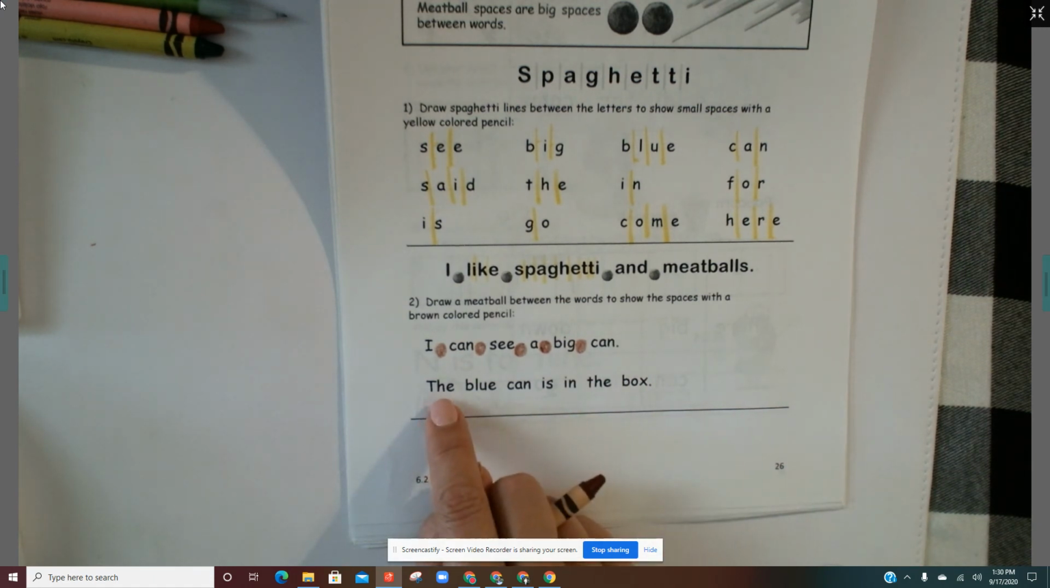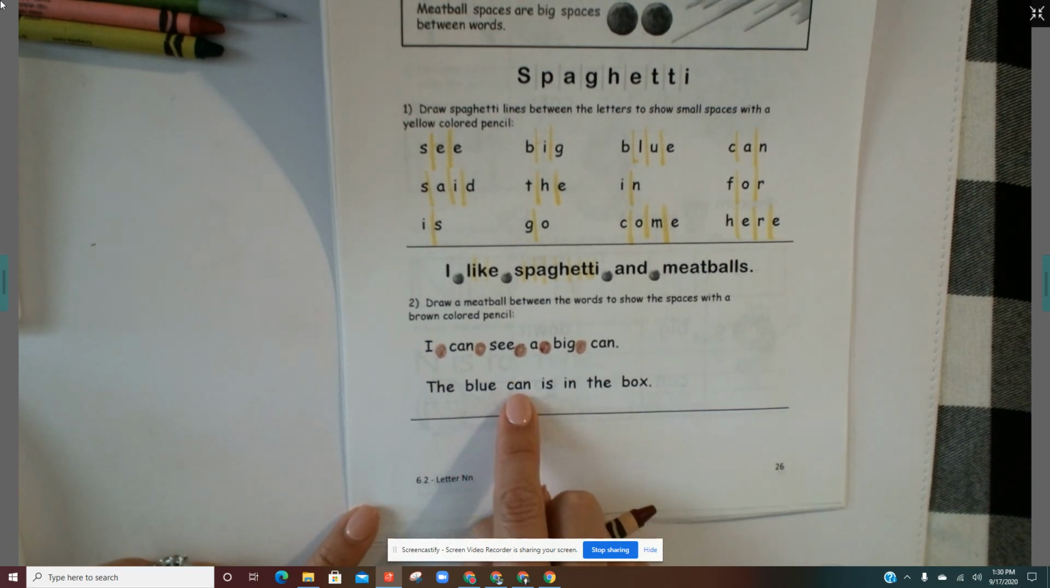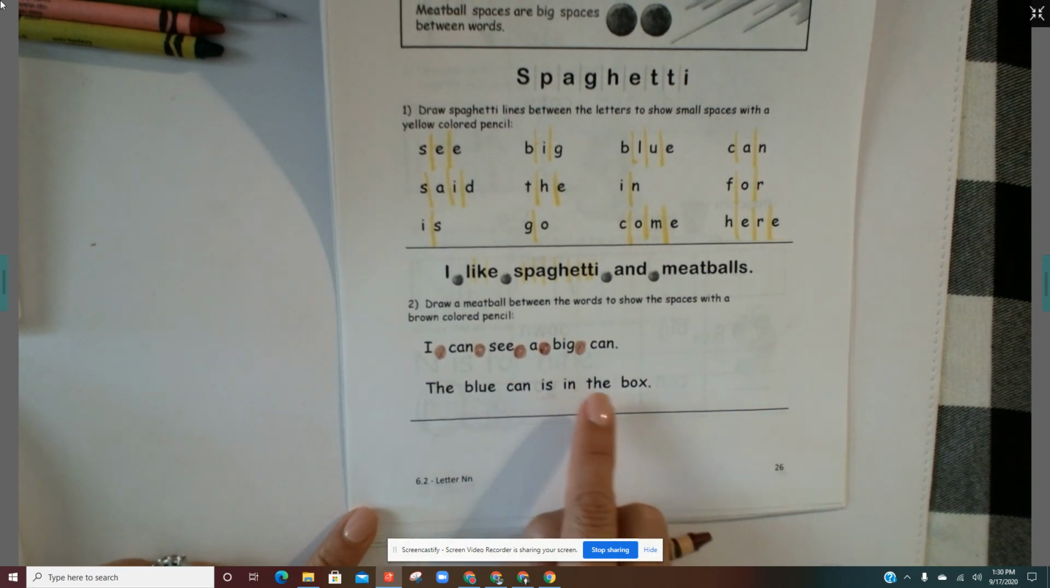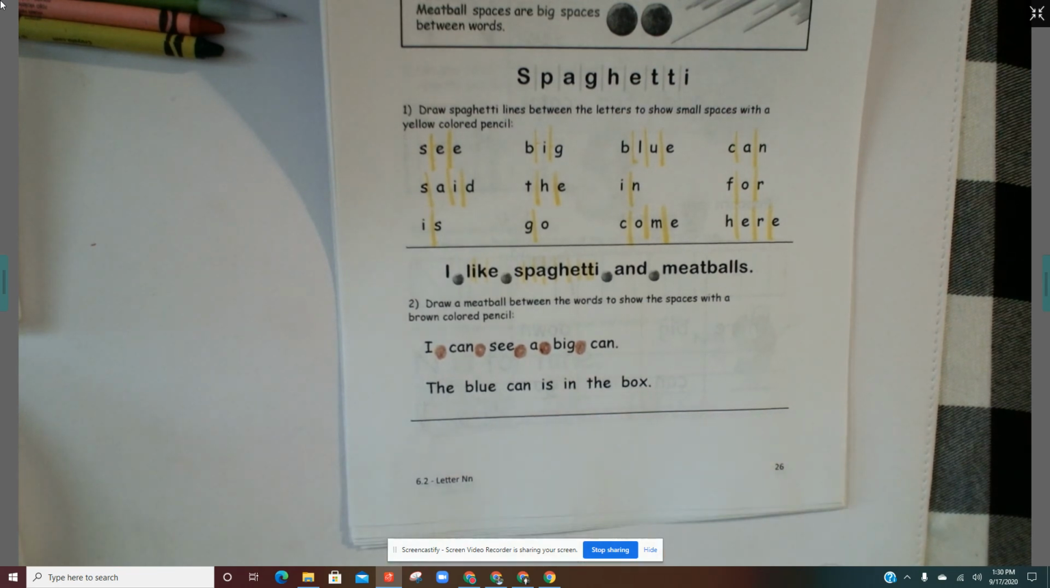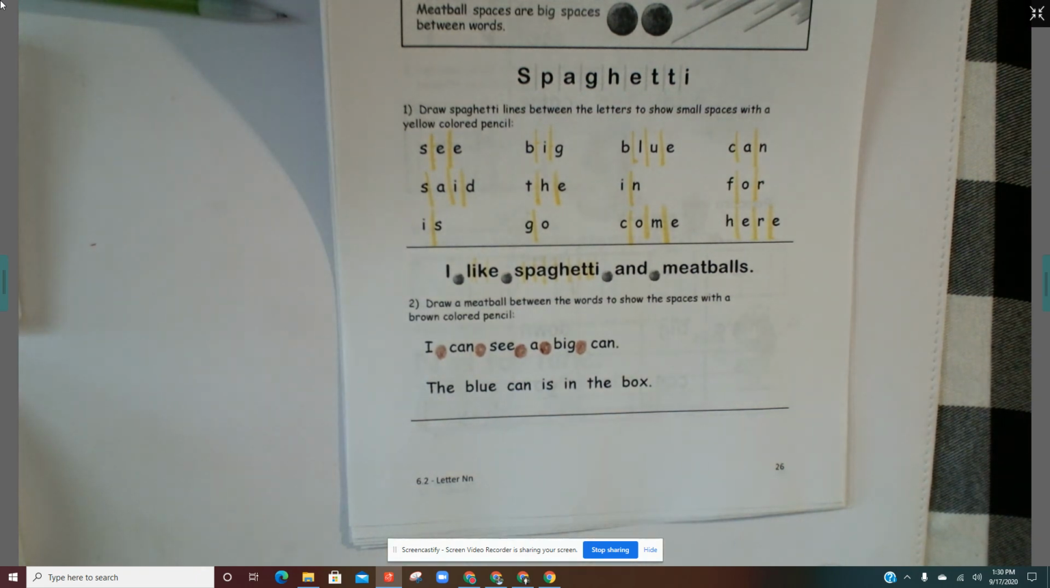Now let's go to our next sentence. It says, the blue can is in the box. Now I want to see if you can do your meatball spaces all by yourself. Okay, remember, the meatball spaces are the same thing that we use when we say finger space in our writing.